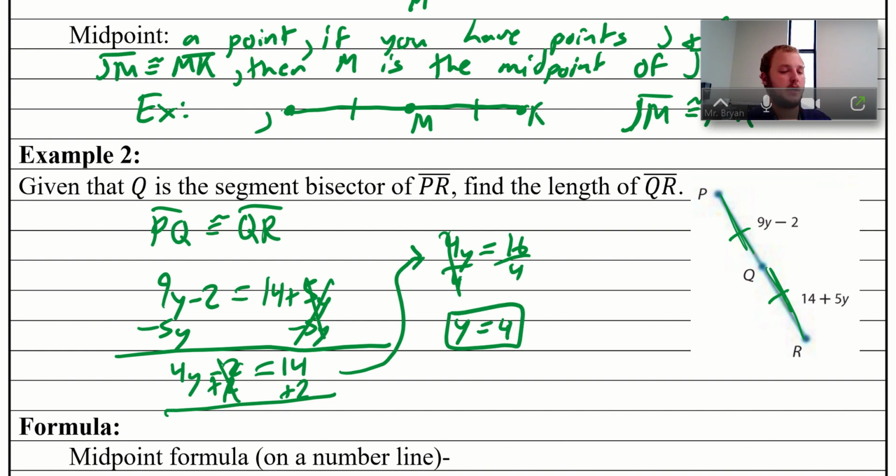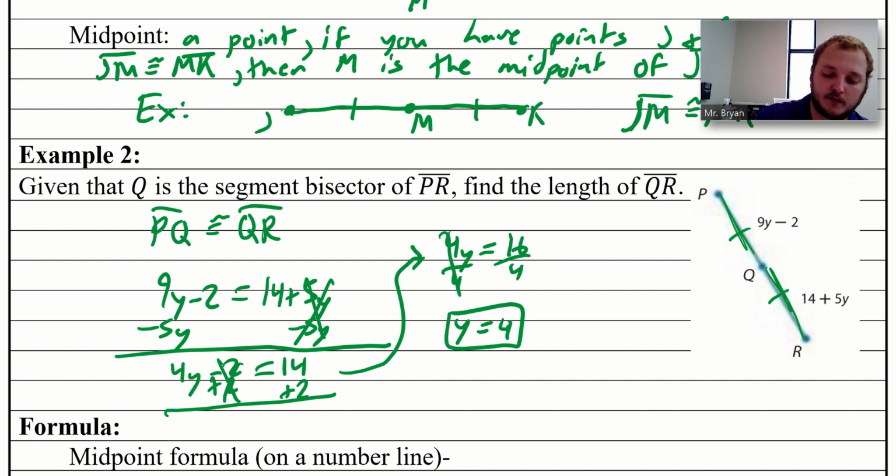But then again, I always need to double check and make sure, is that what the question was asking for? So I look back here and I see it says I want to find the length of QR. So I can't just stop here. I need to ask myself, how do I find the length of QR with this new information? And I'll give you a hint, it's always going to be the same thing. If you're not solving for a variable, plug that variable back in.